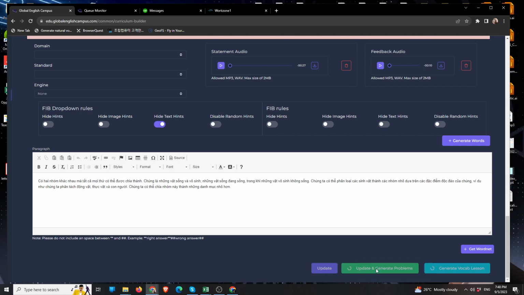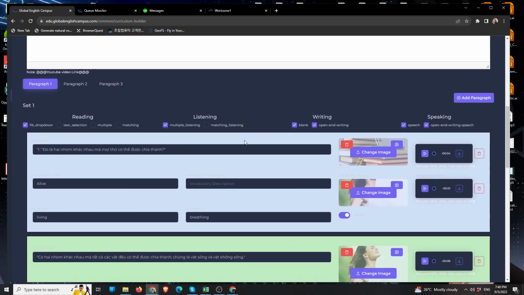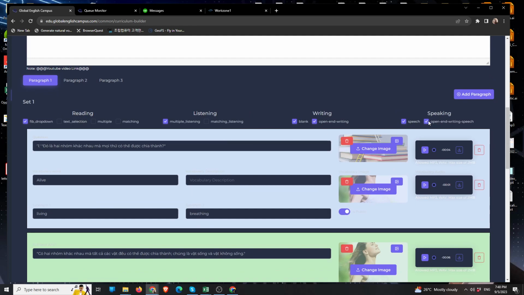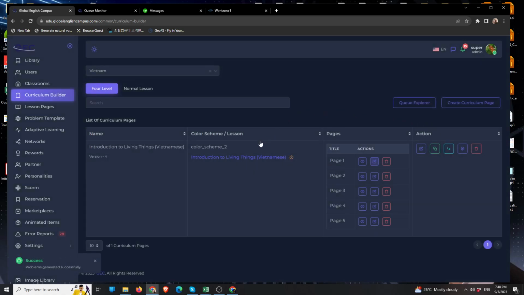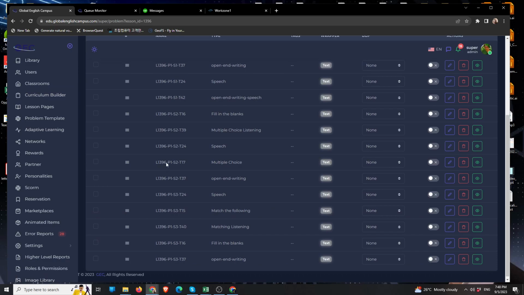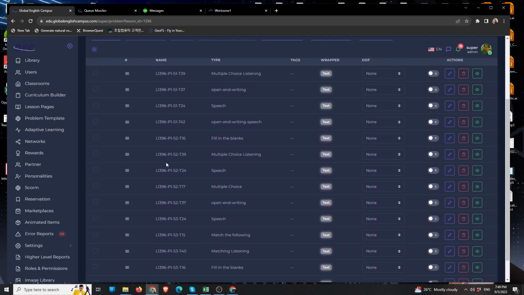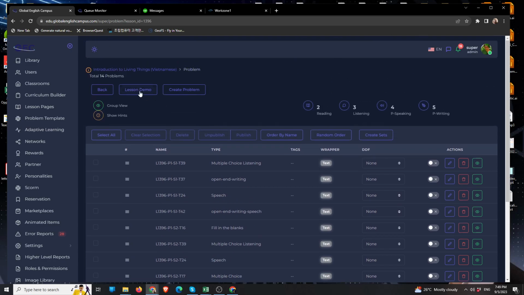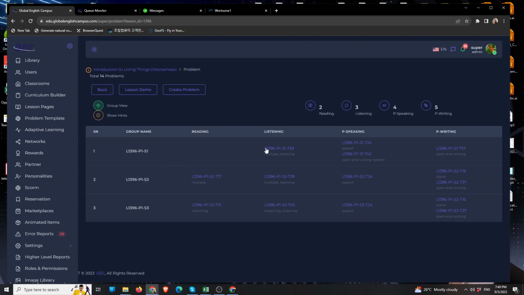Okay, so that's going to take another second to get the problems all generated. It's making 6 problems actually. The open-ended speaking problems, I have a question about how that's going to work. But if I go here and look, it should have 18 because it creates 6. Let's go to the group view. So it creates, yeah, we've got problem 1, problem 2, problem 3. All right, so these are the paragraphs, and it creates.